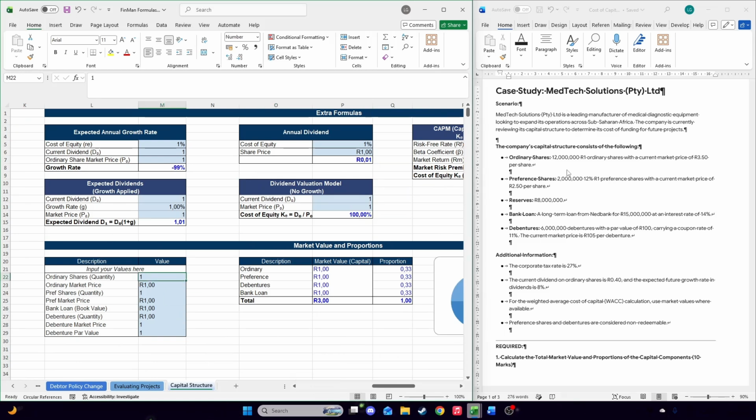So I will insert the correct values over here. I'll speed the video up and I'll highlight what I'm inserting as I go.